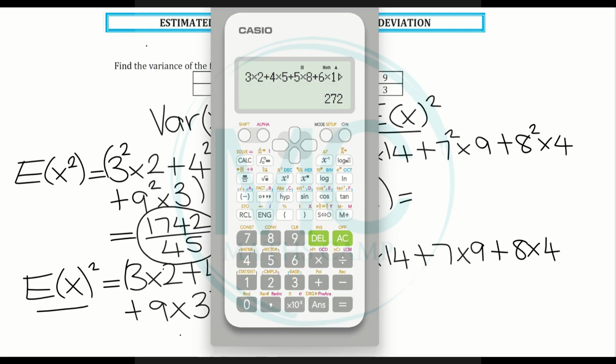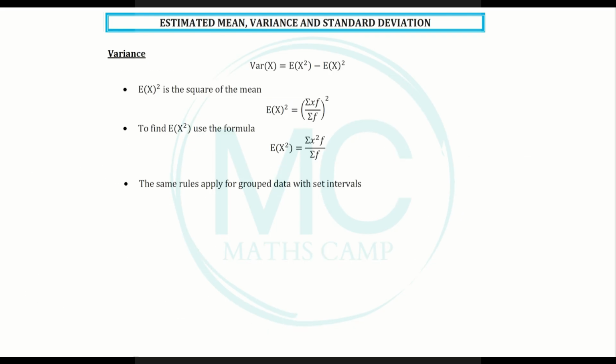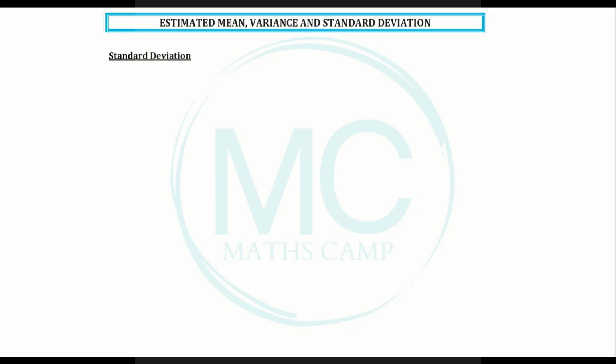Take my calculator. 1,742 over 45 minus, let's open a bracket, 272 over 45, close the bracket, squared, is equal to 2,175, round off to 3 significant figures, and I see that my variance is 2,18. Please remember that these rules apply for grouped data with set intervals, except that x will be the midpoint of each interval. And now we can move on to standard deviation.